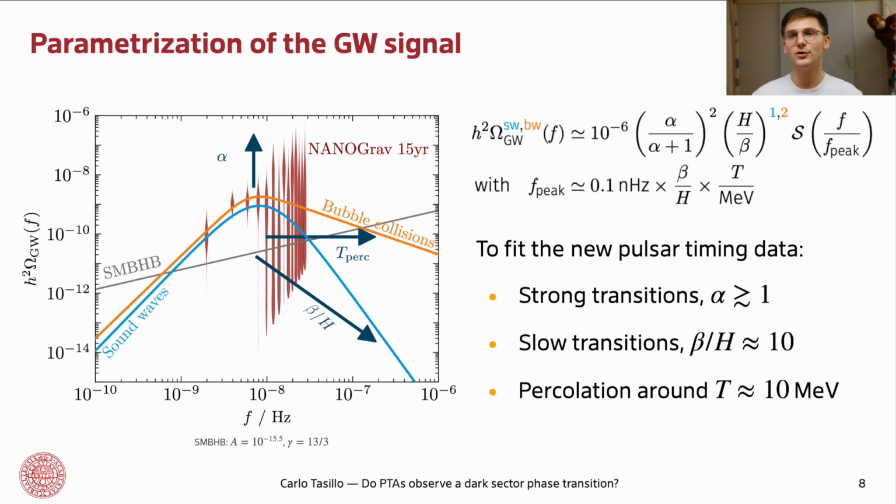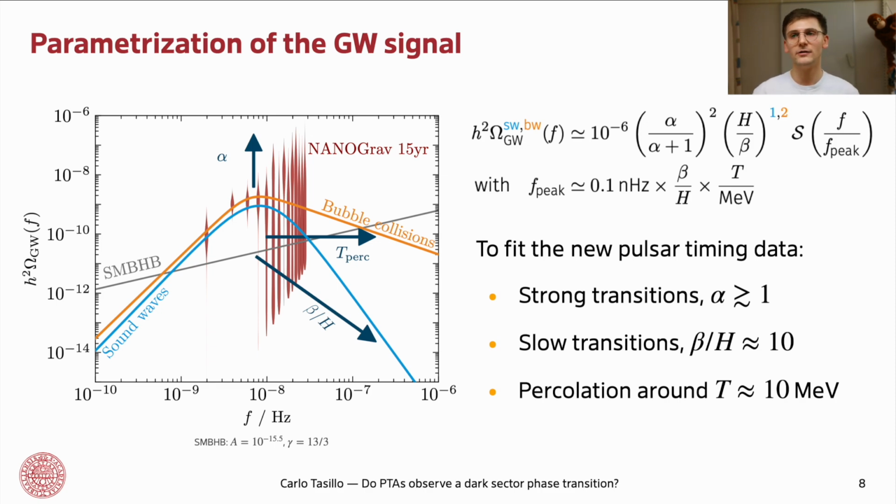It has this characteristic broken power law shape, and there are three main quantities that go into the computation of this signal. One, alpha, which tells you how strong the first order phase transition is, and in order to explain the pulsar timing array signal, we need super strong supercooling, so alphas of over 1. Then we need slow phase transitions, which means beta over H parameters of 10, which means that the transition happens over a time scale of at least 1/10 of a Hubble timescale at that point. And that point in time is when the universe had a temperature of 10 MeV, or some billion Kelvin.